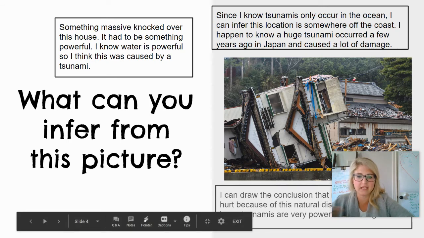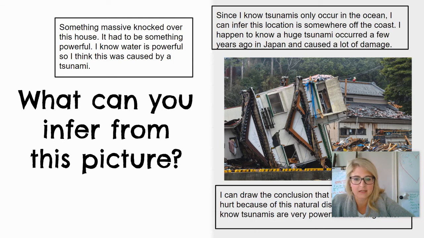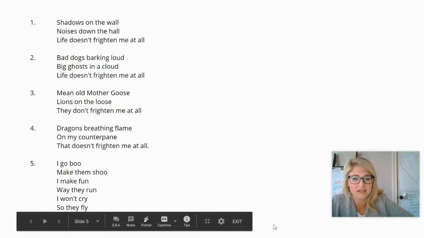All right, one more thing. I also can draw the conclusion, I know that you can't see this completely, but I also can draw the conclusion that probably a lot of people got hurt during this natural disaster, because I know tsunamis are super powerful and they're super dangerous. So right there, looking at that picture, I had a lot of thoughts in my brain. So doing it with pictures is easy. Well, guess what? We can do it with text too.